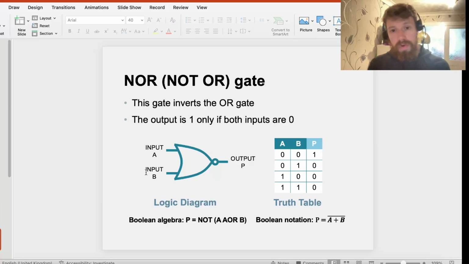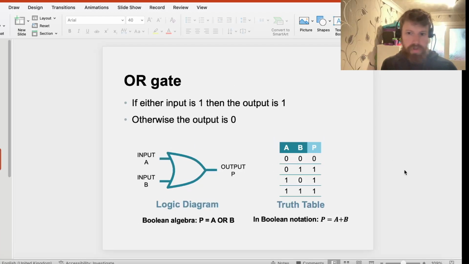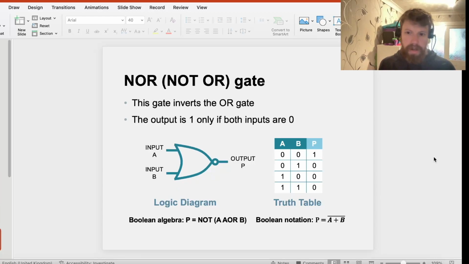A NOR gate, which is just not OR. So again, it's exactly the same as an OR gate, but you just draw a little circle at the front of it. This essentially puts it through and NOTs everything. So if you imagine an OR gate, the truth table for it, 0, 1, 1, 1. This one here is going to be 1, 0, 0, 0. So it's just the reverse of it. And again, very, very similar to the NAND gate. You're going to do A or B, and then you just draw a line over the top of it to show that it's NOTed.